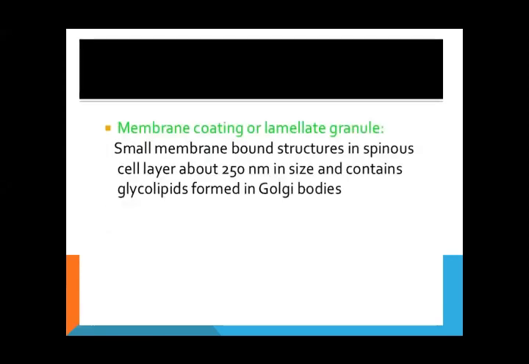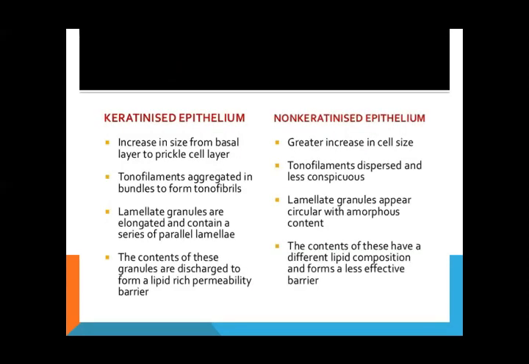Membrane coating, or lamellate granules, are small membrane-bound structures in the spinous cell layer, about 250 nanometers in size, and contain glycolipids formed in Golgi bodies. What is the difference between the keratinized epithelium and the non-keratinized epithelium?